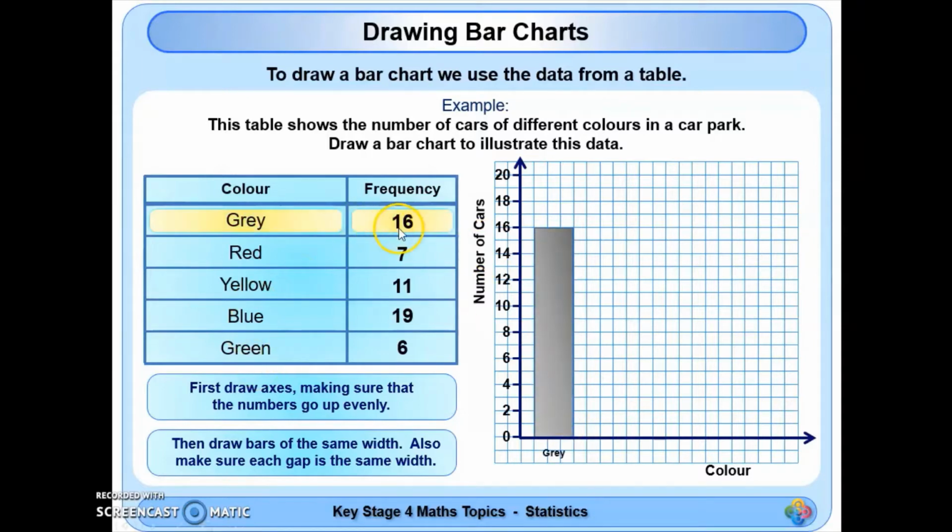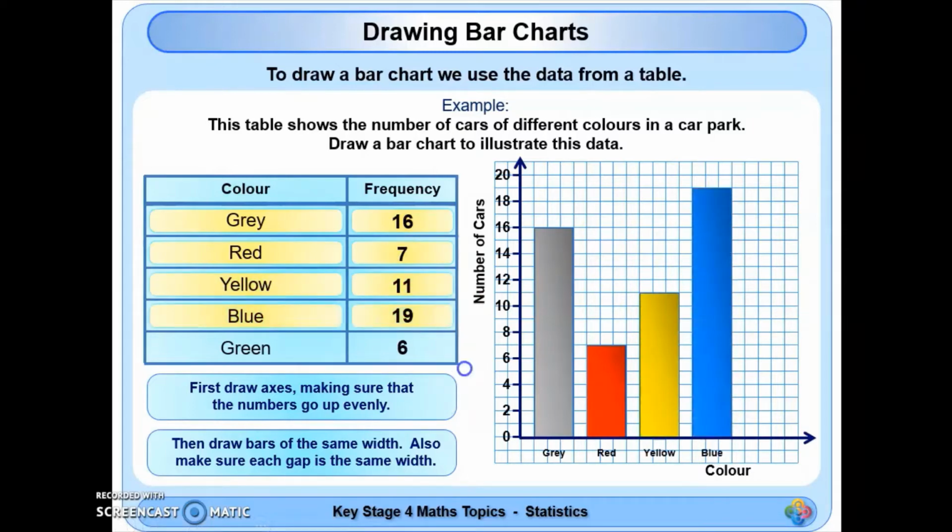For grey, it has a frequency of 16, so I've drawn the bar with a height of 16. It has a width of 3, and there is a gap of 1 square. So notice that's going to stay consistent as I go to draw my second bar. Red, a gap of 1 square, and then a width of 3 squares for the red, which has a height of 7, which is represented by this 7 in the frequency table. Go ahead and add on the yellow column, the blue column, and then finally the green column.